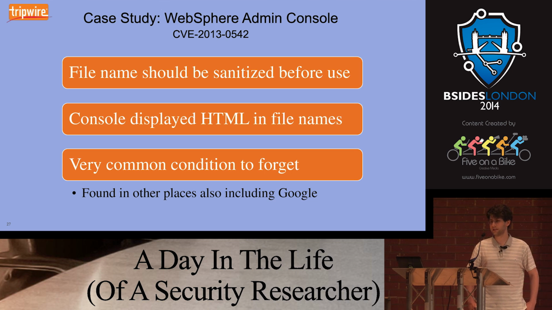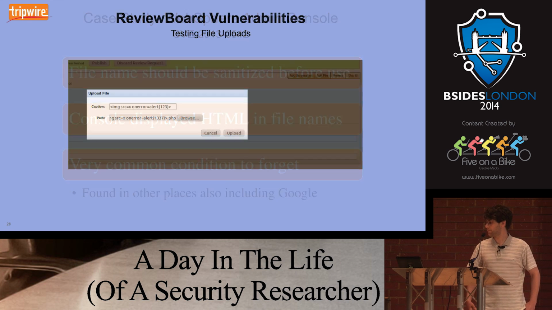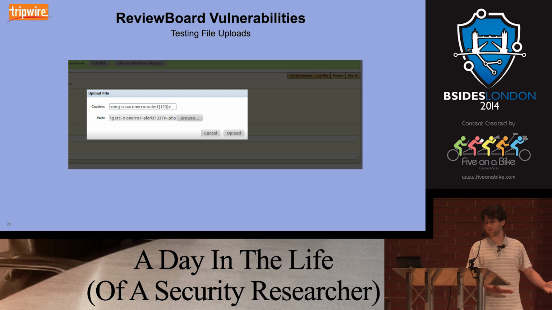This is actually a really common mistake. I've seen this on more than one Google service. It's paid out a bounty. I went back to ReviewBoard, and I looked at ReviewBoard considering whether or not they might have the same type of problem. So the text is kind of small up there, but you can see I'm uploading an attachment to a review, which has a name that's a cross-site scripting locator, and the actual file name itself is a cross-site scripting locator with a .php extension.